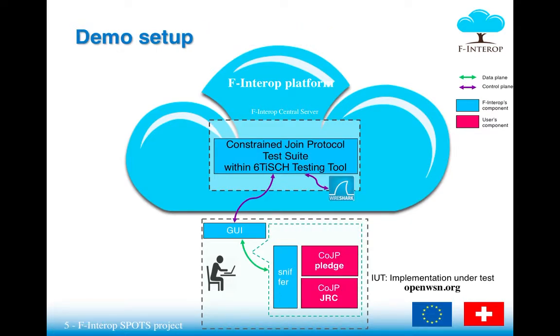The demo setup is slightly different from the one presented in the previous slide. We will not be using the agent component of F-Interop, and we will instead upload the sniffed trace of the test execution through the web interface. As an implementation under test, we are using the OpenWSN project that implements the latest version of the constraint join protocol. We will use OpenWSN in emulation mode and sniff the packets that are exchanged in the emulated network.